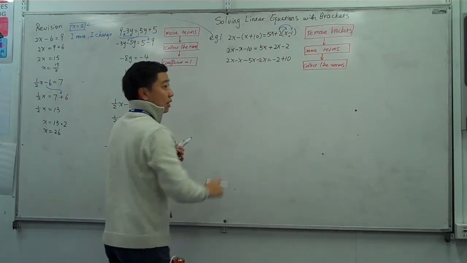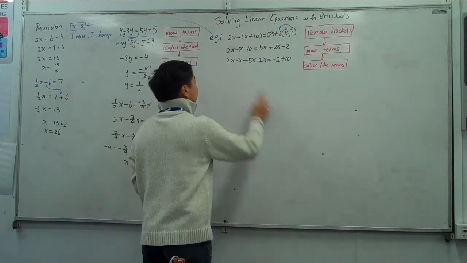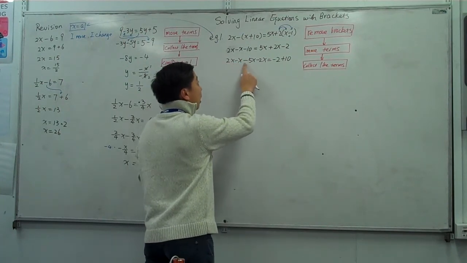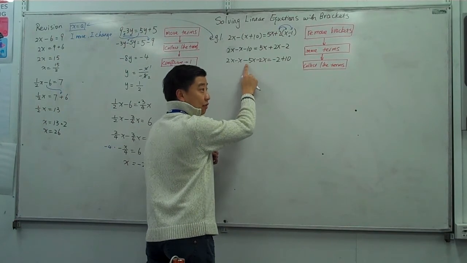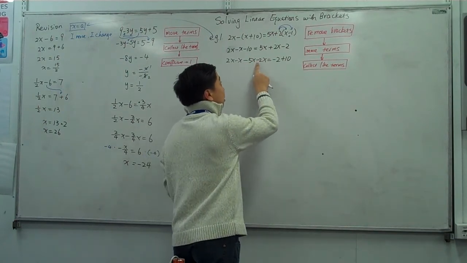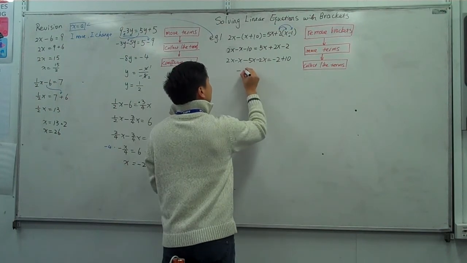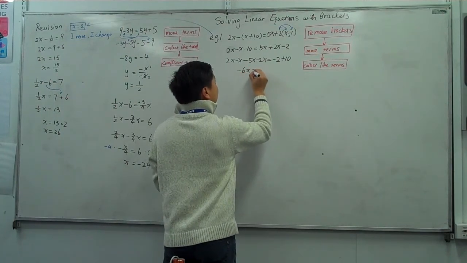Now, all the like terms are here, so we can do the calculation. 2 take away 1 is 1. 1 take away 5 is negative 4. Negative 4 take away 2 is negative 6. Good. So, negative 6x equals 8.